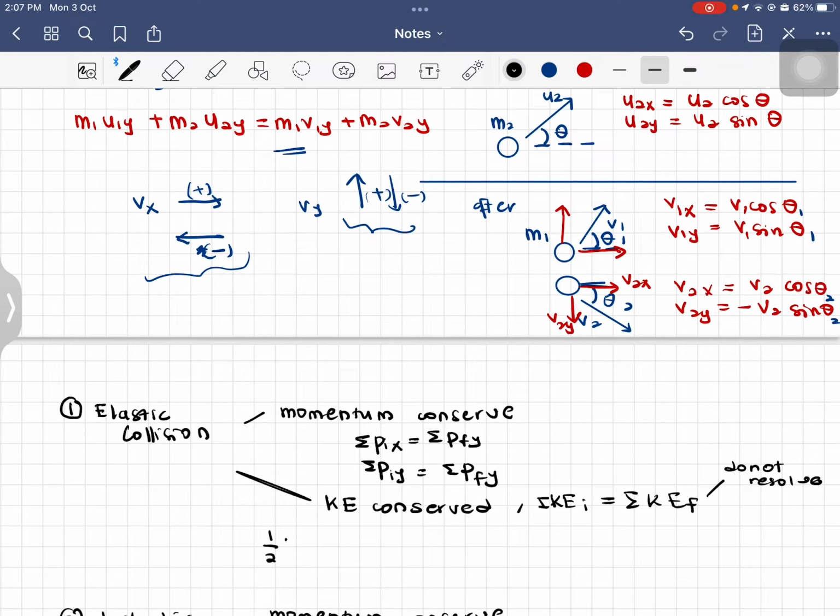1/2 M1 U1 square plus 1/2 M2 U2 square. See that U, I did not resolve. We just use the original equation, or the original value. No need for cos, no need for sin. So this is equal to 1/2 M1 V1 square plus 1/2 M2 V2 square.